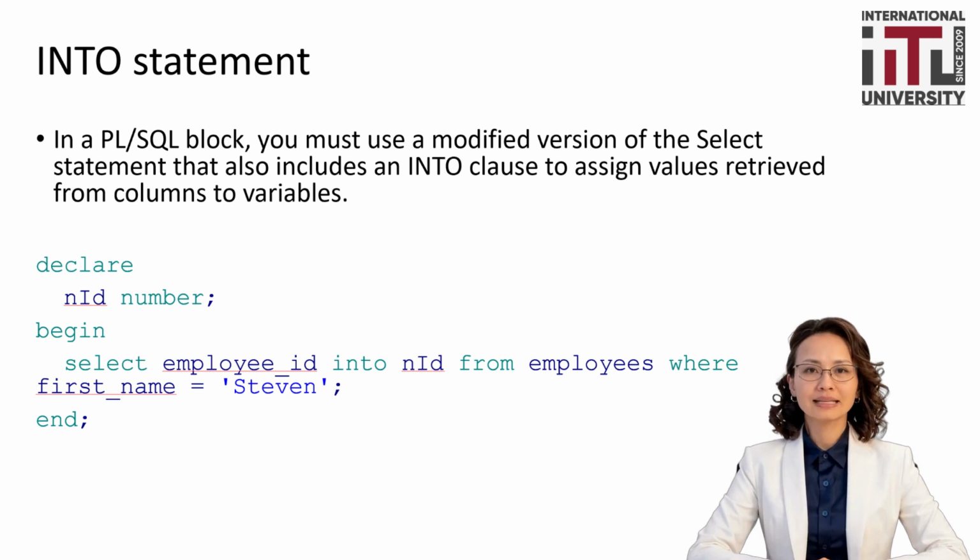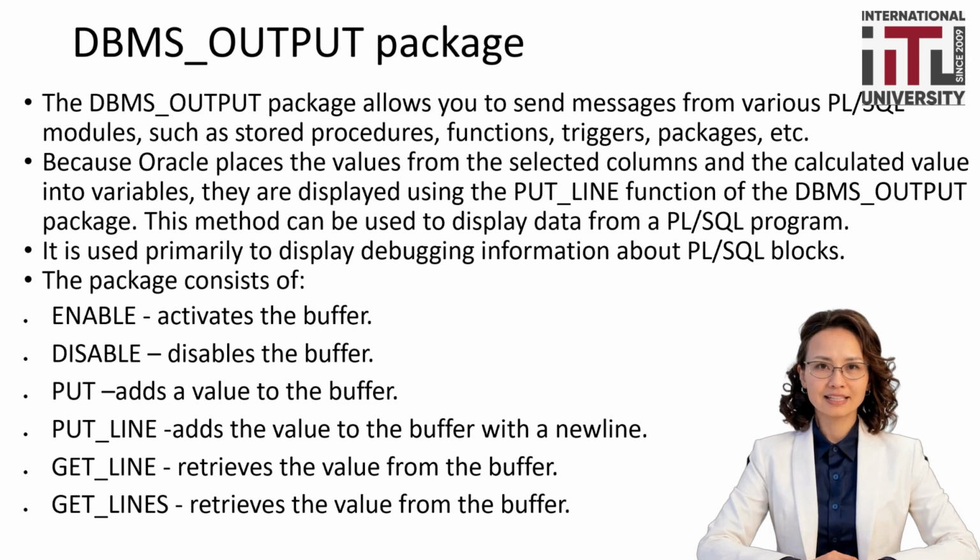In PostgreSQL, the INTO statement is crucial for assigning column values to variables. For example, use SELECT employee_id INTO n_id FROM employees WHERE first_name = 'Steven' to store Steven's employee id in the variable n_id. In PostgreSQL, the DBMS_OUTPUT package is used to display messages from your code.